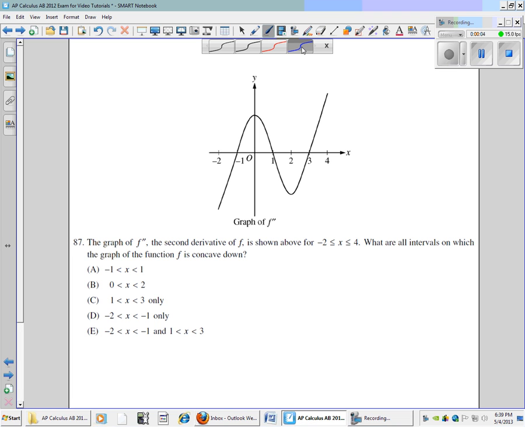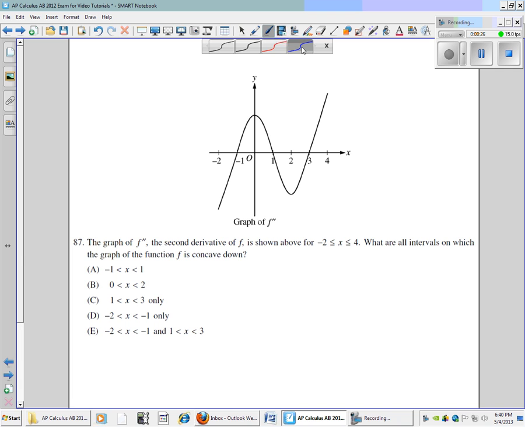This is problem number 87 of the 2012 AP Calculus exam. The graph of f double prime, the second derivative of f, is shown above for x greater than or equal to -2, but less than or equal to 4. What are all intervals on which the graph of the function f is concave down?